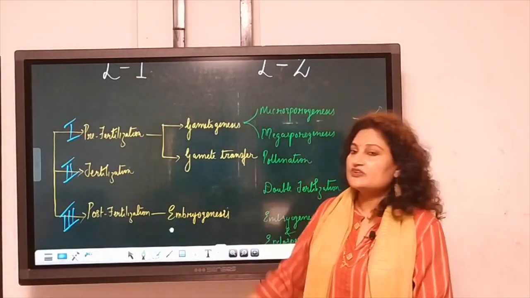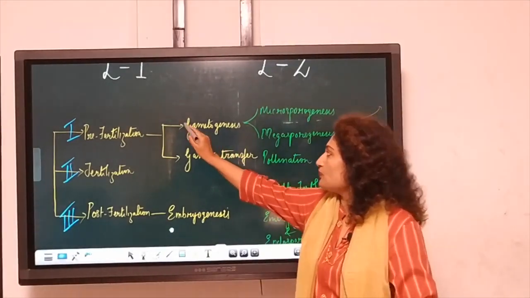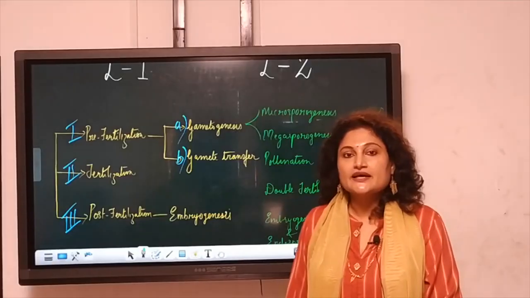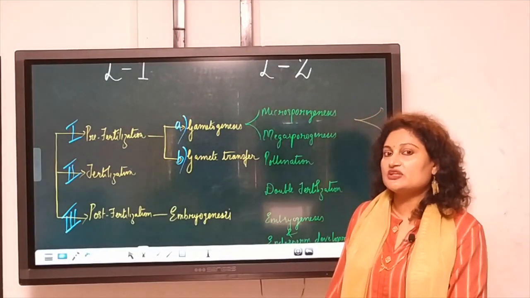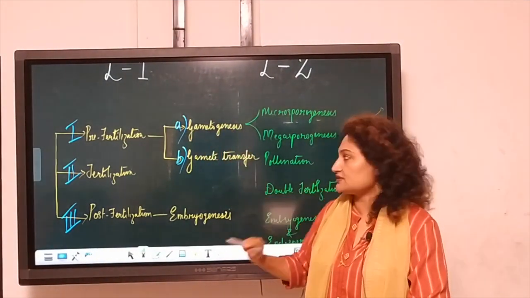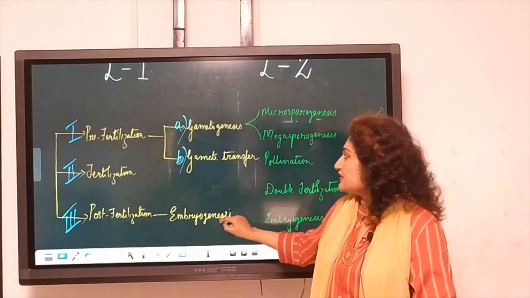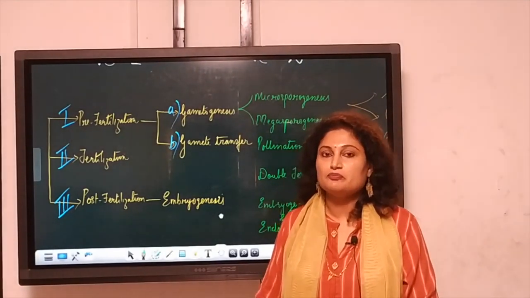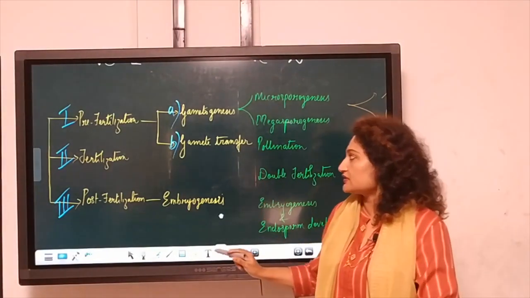Now, pre-fertilization involves two processes. They are gametogenesis and gamete transfer. And we know what gametogenesis is. It is the formation of gametes from the gamete mother cell by meiosis. And the second event under pre-fertilization is gamete transfer. It is the transfer of gamete from the male sex organ to the female sex organ.